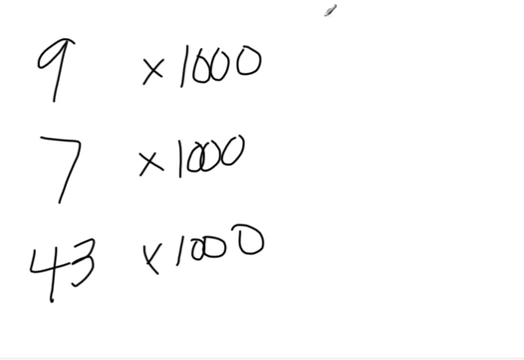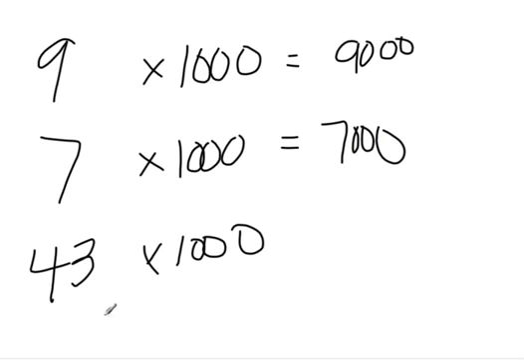If you said 9 times 1,000 is 9 or 90 and add the 2 extra zeros, you're right. If my number was 7, I put down 7, I add the 3 zeros to get 7,000. And if I do 43 times 1,000, again I count how many zeros there are and I come up with 43,000.